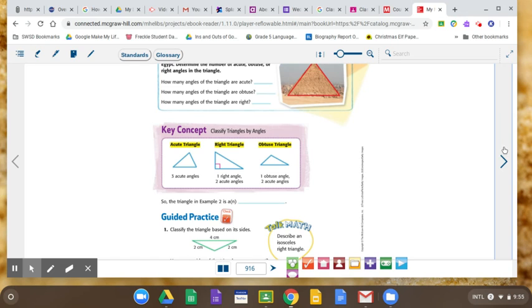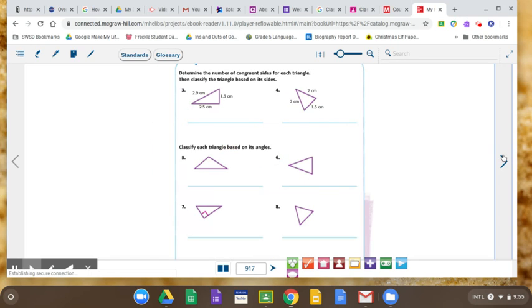So now just looking for your reference, different types of questions that they might ask you. This says determine the number of congruent sides for each triangle, then classify it based on its sides. So you're looking here, it has the measurements already for you. All three of them are different, so that means it's a scalene triangle. This one here has two sides that are the same, one side's different, so that would be an isosceles triangle. Then you move down here and you're classifying it based on the angle. So that means you just have to write what that would be.